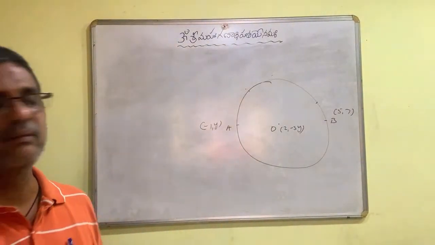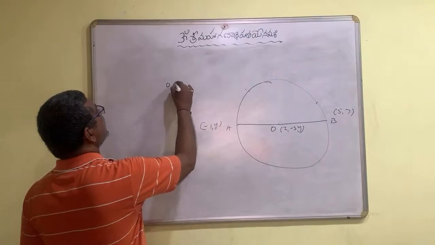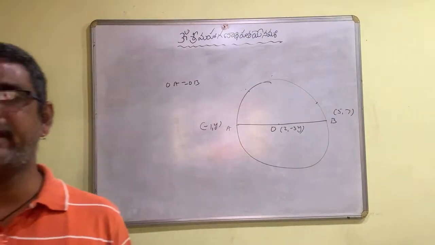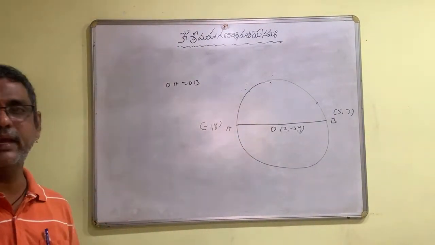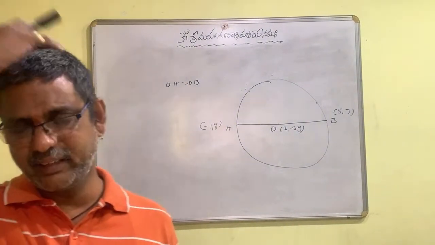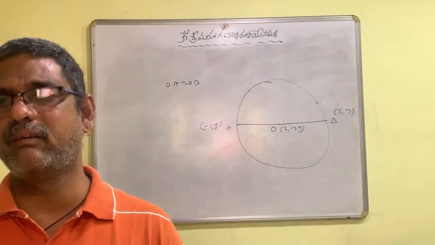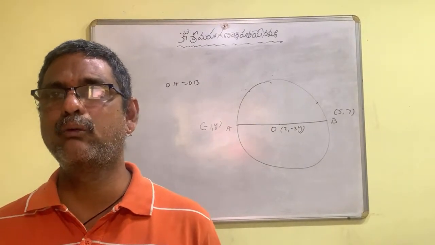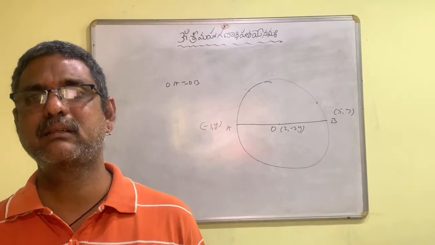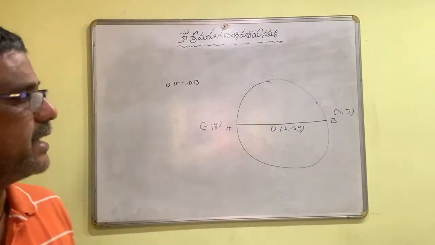AB is the diameter, and we know OA is equal to OB, the radii. So calculate the distance between OA and the distance between OB. Very good. O is the midpoint of AB, because AB is the diameter and O is the midpoint of AB.